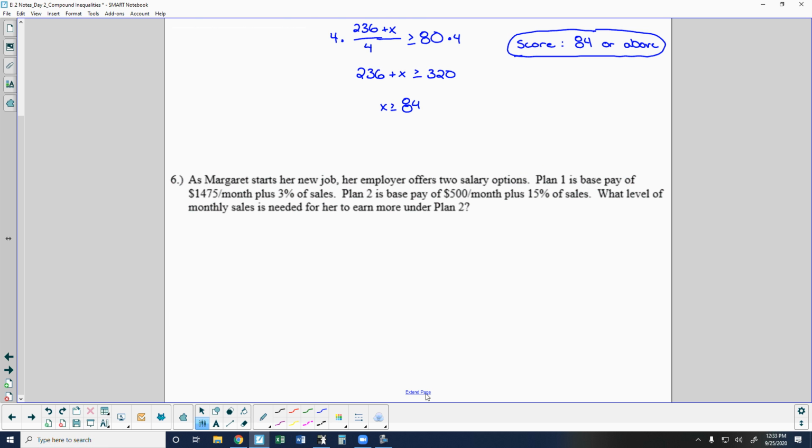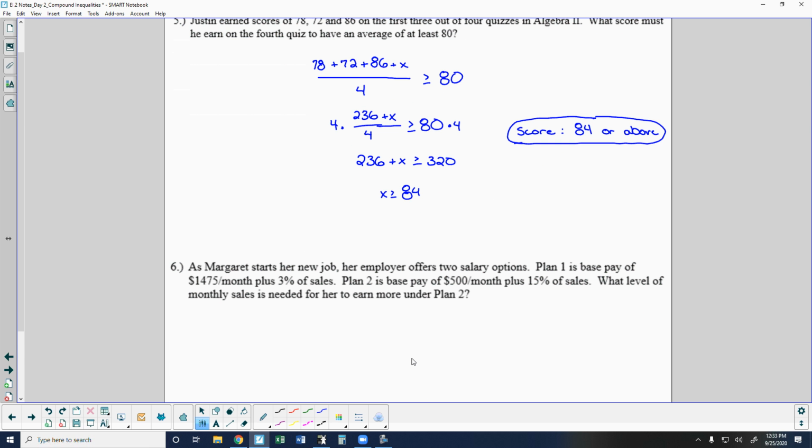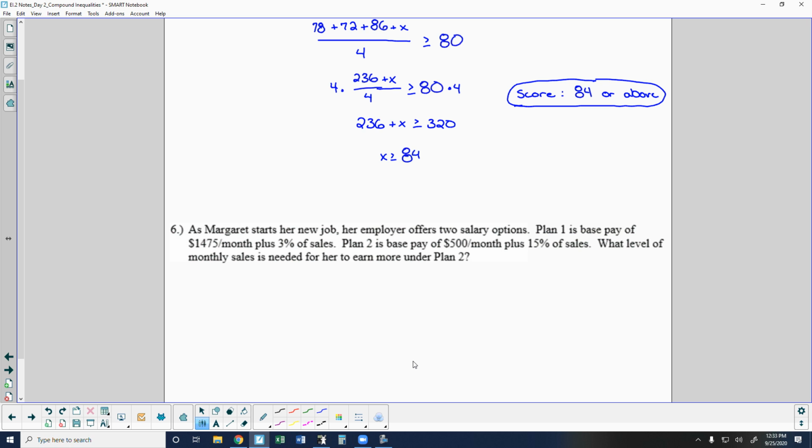Go ahead and take a look at another example. This one's a little bit more complicated. Problem number 6, it says, as Margaret starts her new job, her employer offers 2 salary options. Plan 1 is a base of $1,475 per month plus 3% of sales. Plan 2 is a base pay of $500 per month plus 15% of sales. What level of monthly sales is needed for her to earn more under Plan 1?